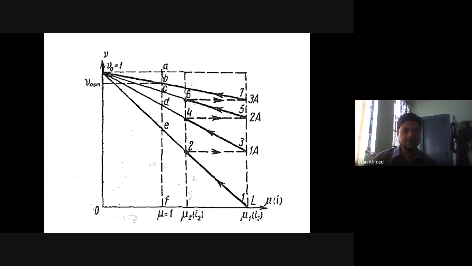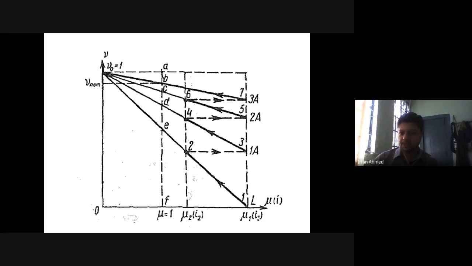First you will decide the armature current, how much current your motor can handle, and from that you will decide the resistance. Not the resistance, it can handle any value of resistance. The thing is how much current it can handle. First you will decide the upper limit or maximum permissible current that your motor can handle.